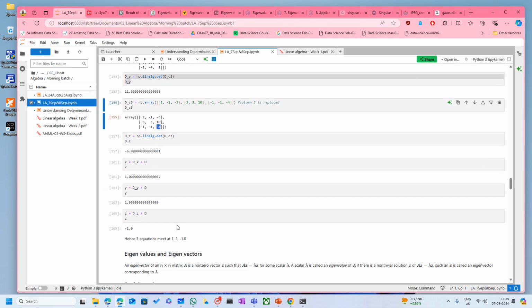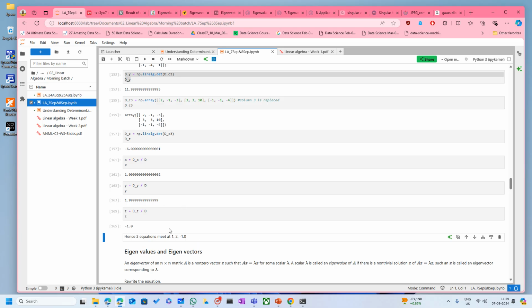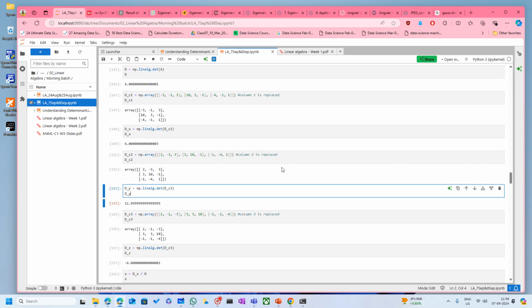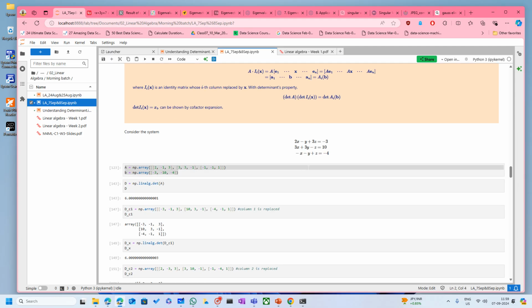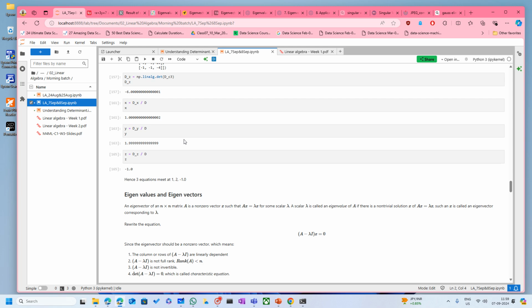Once you calculate, finally you will get the three equations that meet at a certain point, although we don't have a 3D plot here to visualize that. So using Cramer's rule, we say this set of linear equations has one unique solution in the xyz plane. So that is what it is.